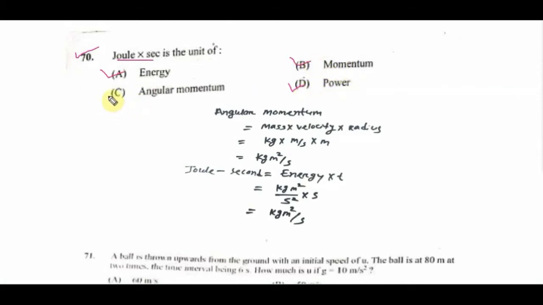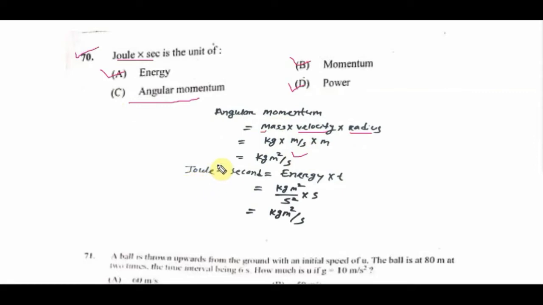Now let us find the angular momentum. So the angular momentum formula is mass into velocity into the radius. The unit of mass is kg, the unit of velocity is meter per second, and the radius unit is meter. So it is kg meter square per second.